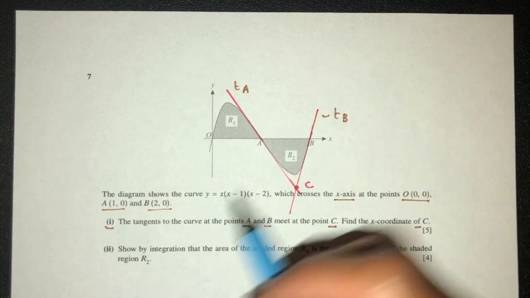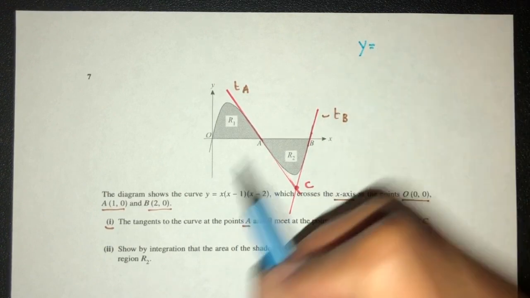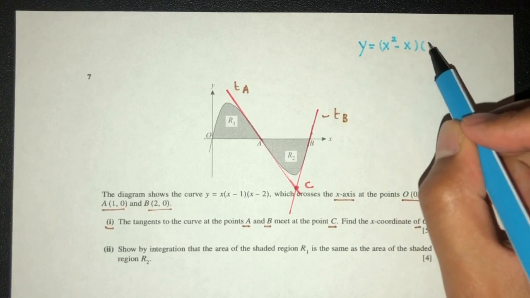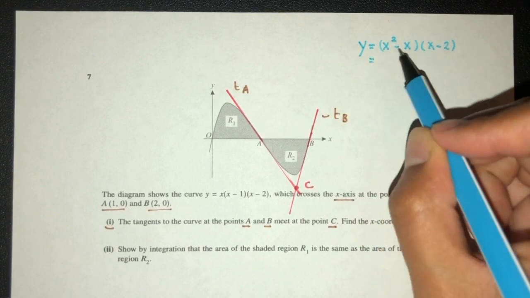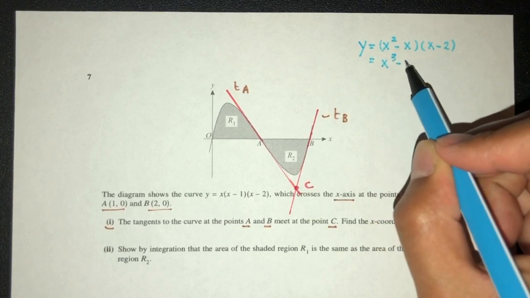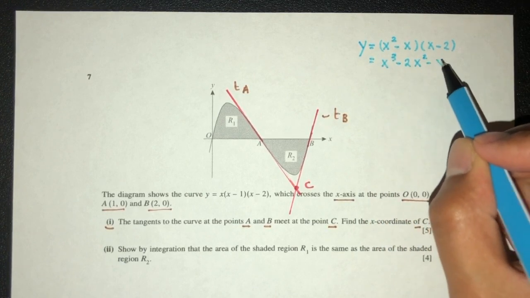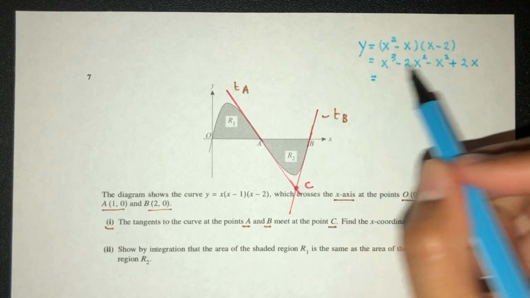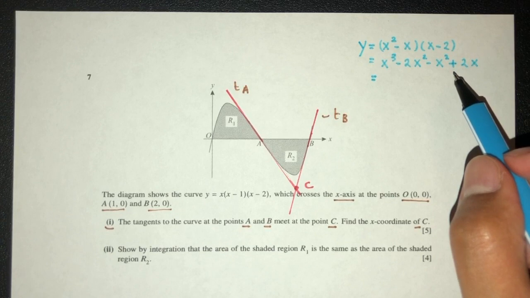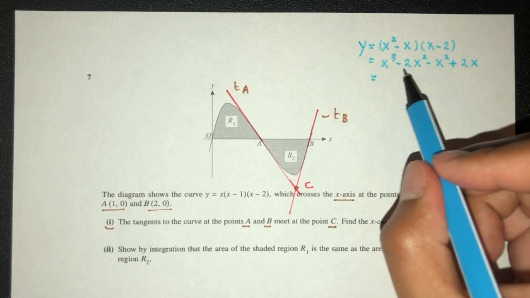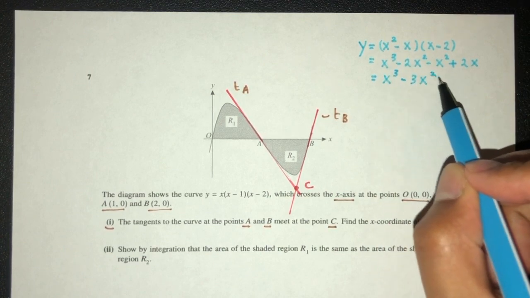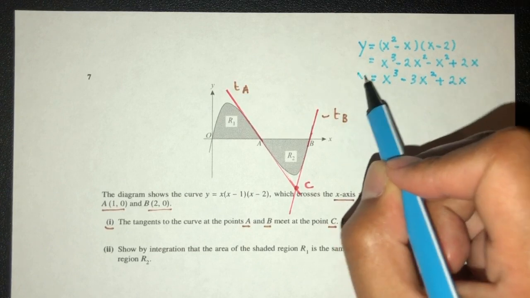Here we know y is this, so let's expand. Y is equal to what? That will be x squared minus x multiplied by x minus 2. Expand, you will have x cubed minus 2x squared minus x squared plus 2x. So let's see, what do we have finally? Here we have x cubed minus 3x squared plus 2x. This is my value of y.